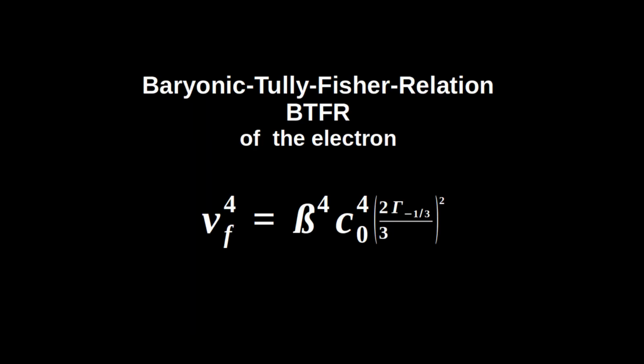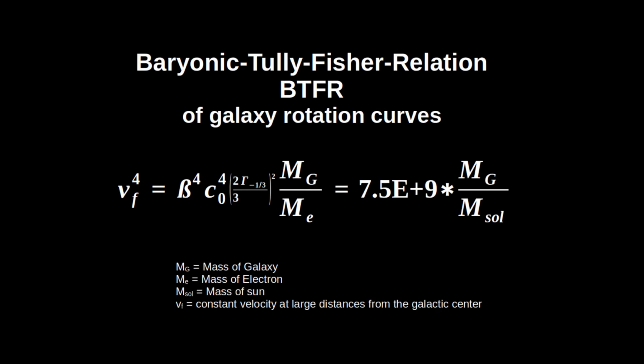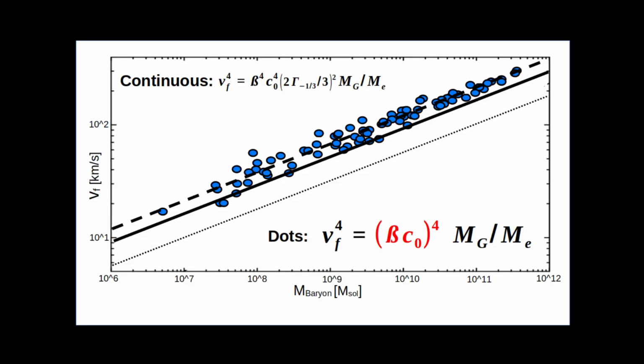Rearranging the equation of before without the R term gives the BTFR for one electron. All that's left to do is to multiply by the ratio of galaxy and electron mass, and there you are. Except for a minor gamma term, the relation is essentially just beta times speed of light up to the fourth power. And from this equation you can see that there is a dependency only on parameters of the electron, and the series expansion relation with gravitation and electromagnetism is obvious.